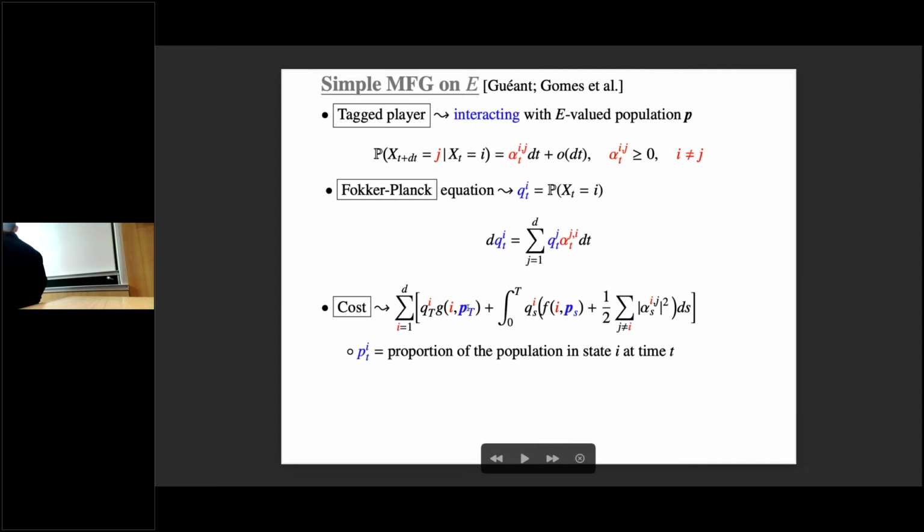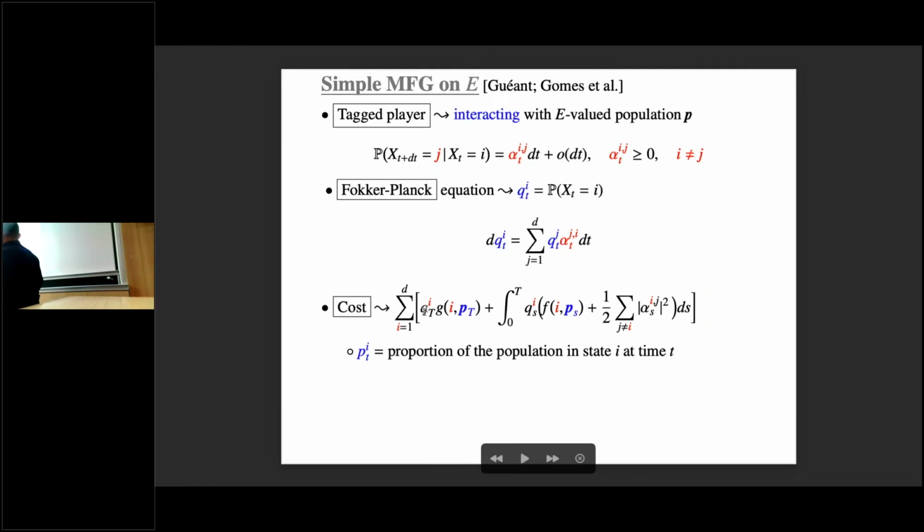And for the cost functional, there is no longer an expectation because, to simplify, I have written the expectation as a sum, because the model is finite. So this is the probability for x to be in state i times the cost g when x is equal to i, and the probability is q_i. And so I have the sum over this quantity.